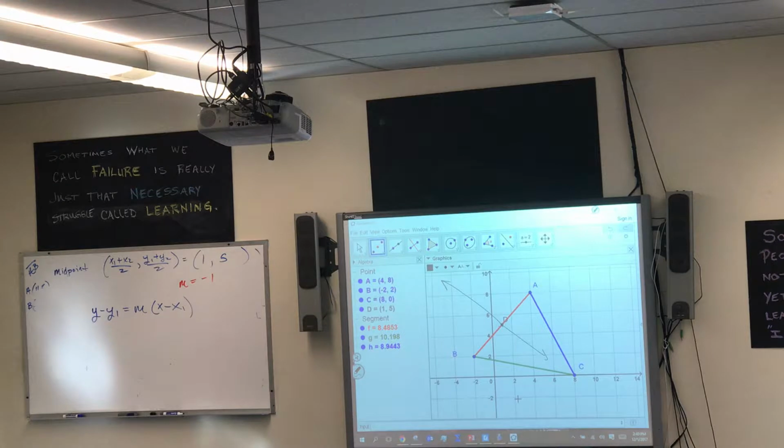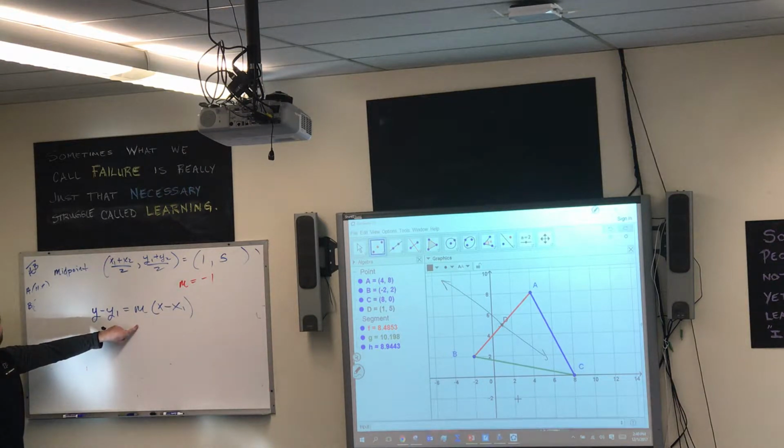You guys remember y equals mx plus b? Well, y equals mx plus b is exactly this thing right here. They are the same. Most of you probably prefer y equals mx plus b. All right, but let me show you why they're the same.